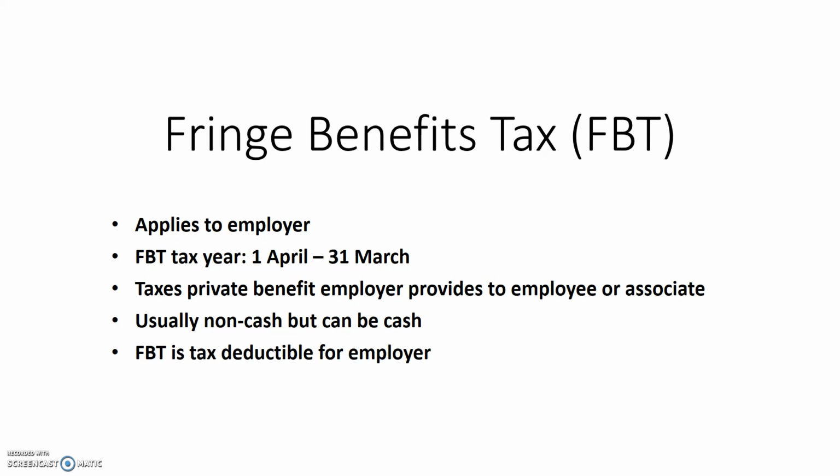Now, the fringe benefits tax that an employer actually pays to the tax office is deductible on the employer's income tax return. So if the employer pays $5,000 of fringe benefits tax to the ATO, they would then use that $5,000 as a deduction off their assessable income.